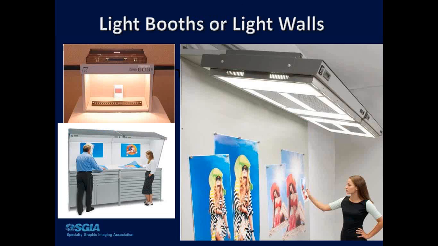So you could have a light booth or a light wall, just some place that you and the customer agree, this is where we are going to view and approve our jobs. It will help you keep from reprinting a job because of an issue with metamerism that you have no control over.